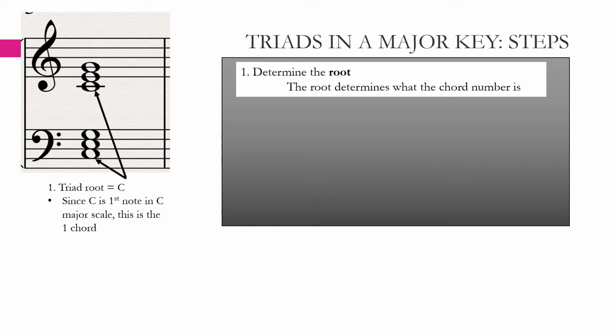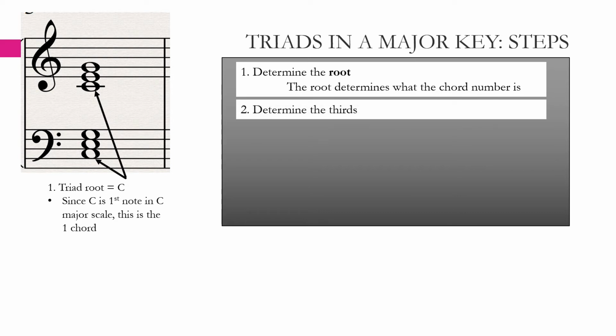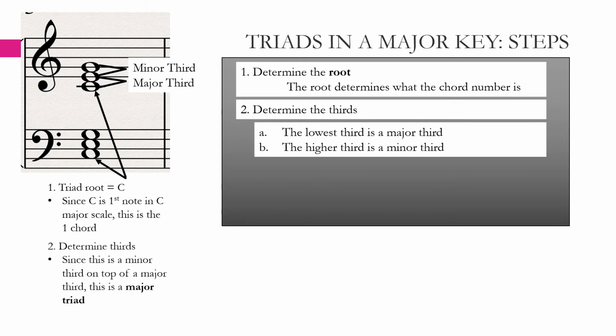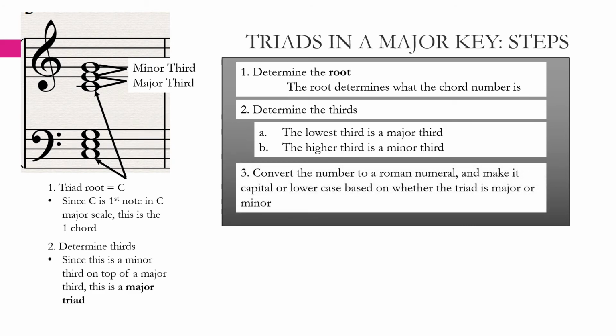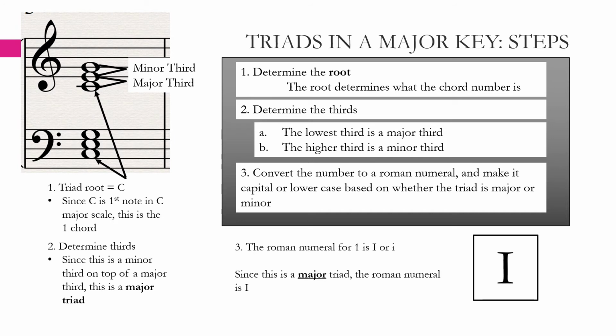What chord is it? Well, it's based off of the scale degree, and therefore it gets the number of the scale degree. Then we have to look at what the thirds are within this particular triad. We've got a minor third on top, a major third on the bottom. We've obviously already looked at this chord, so we know that we then have a major triad. Last thing we need to do is convert that to a Roman numeral. So since it is the 1 chord, we're going to need a 1 Roman numeral, and that can be upper or lowercase, and we use uppercase for major, so we use uppercase I as our Roman numeral.